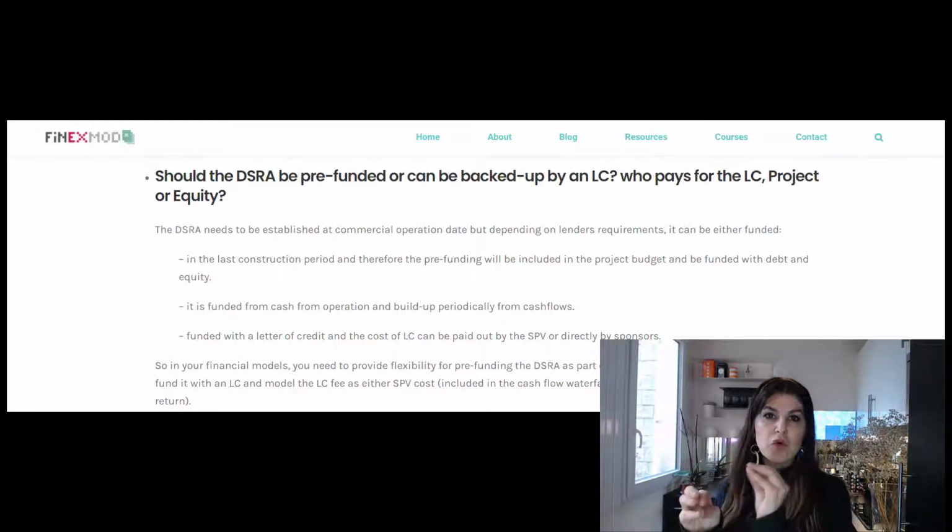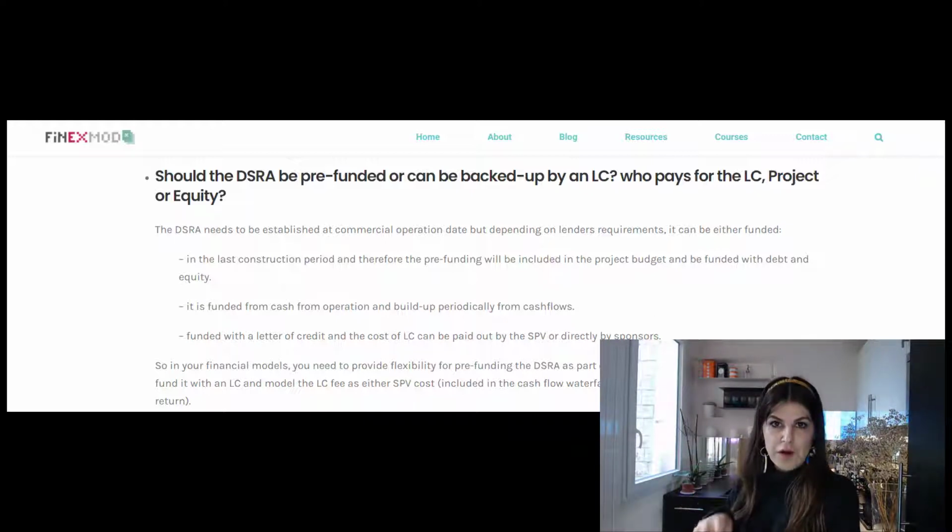So just before COD, the commercial operations date, they want you to have that account established with a certain amount of funds that they require, equal to a certain amount of interest and principal of the loan. That's one way; we call it pre-funding of the debt service reserve account.